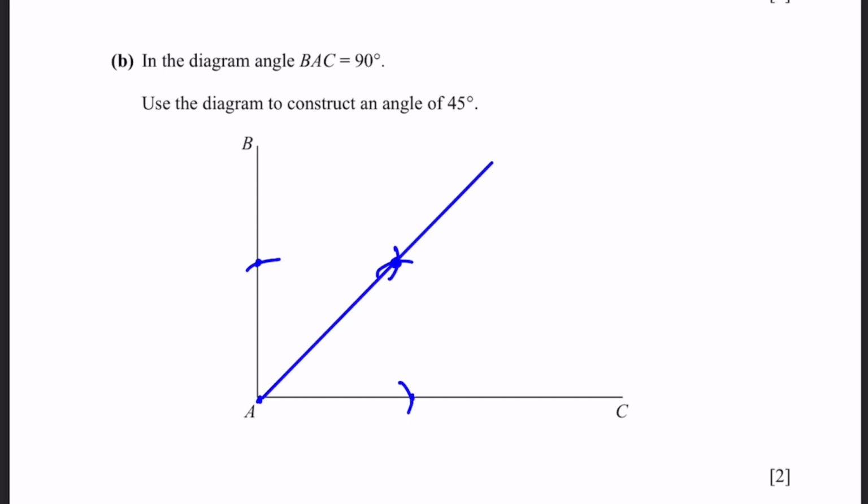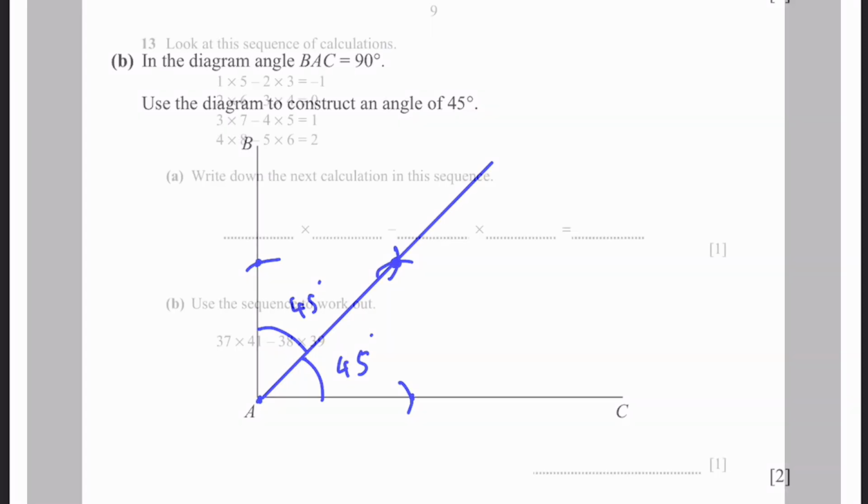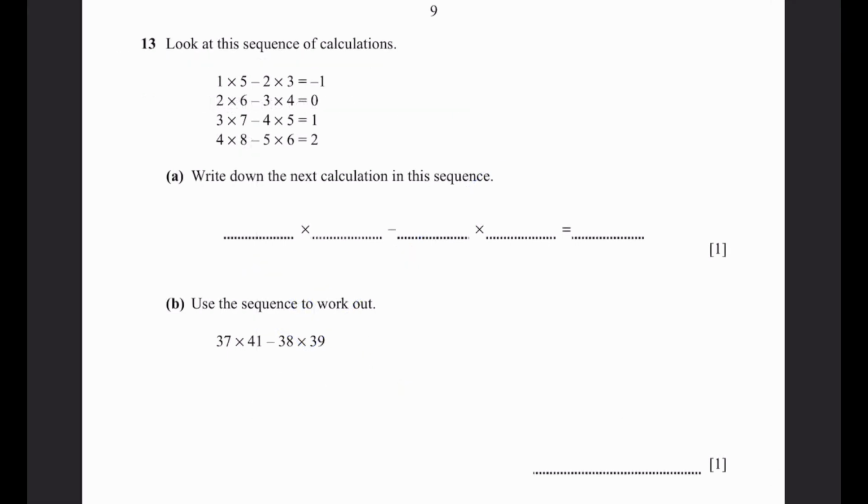If you did this correctly, you'll get both of these angles as 45 degrees because it's bisected. And we've constructed the angle of 45 degrees. That's the answer. Question 13. Look at the sequence of calculations. A. Write down the next calculation in the sequence.